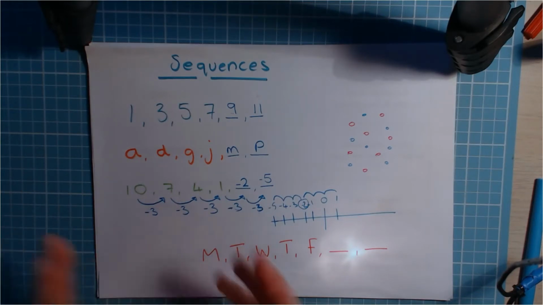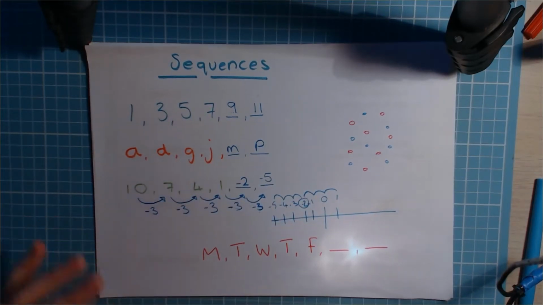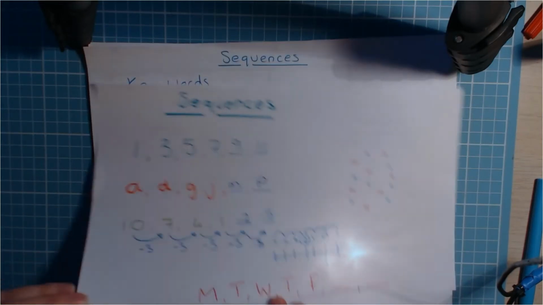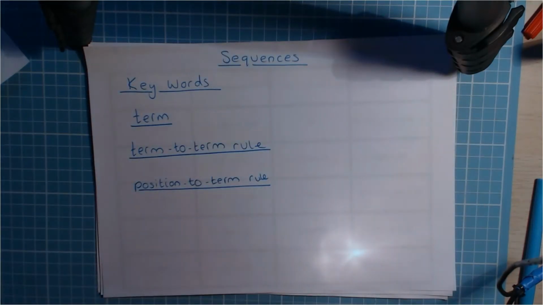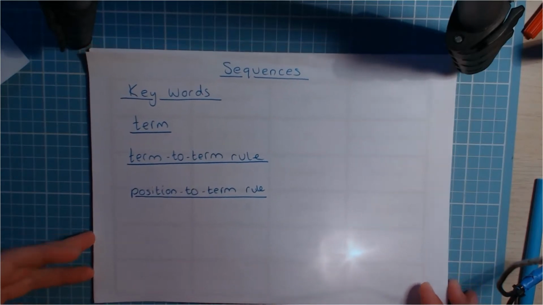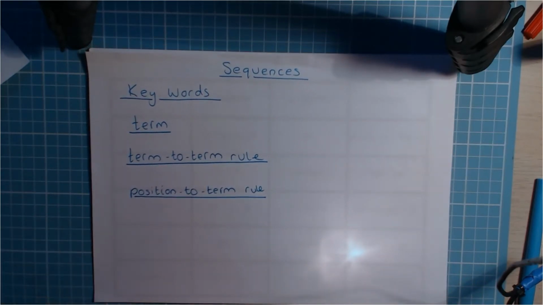Okay, so here we are, sequences. We're looking for patterns. That's all we're looking for with sequences, is patterns. So we've got some keywords. I need you to copy these down. We're not going to get too worried about some of them just now, but a couple of them are really important for now. But I want these all to be together in your book.